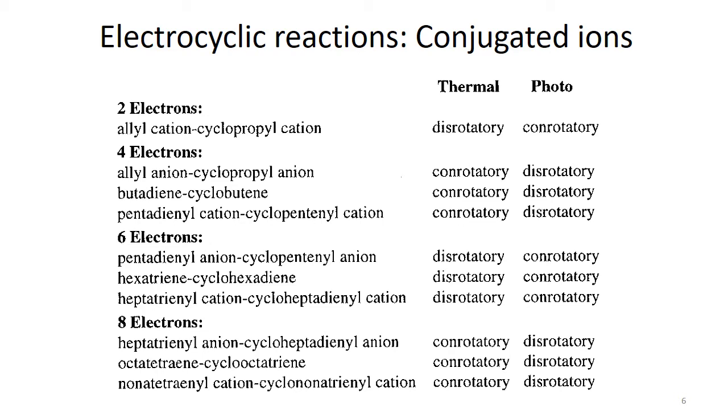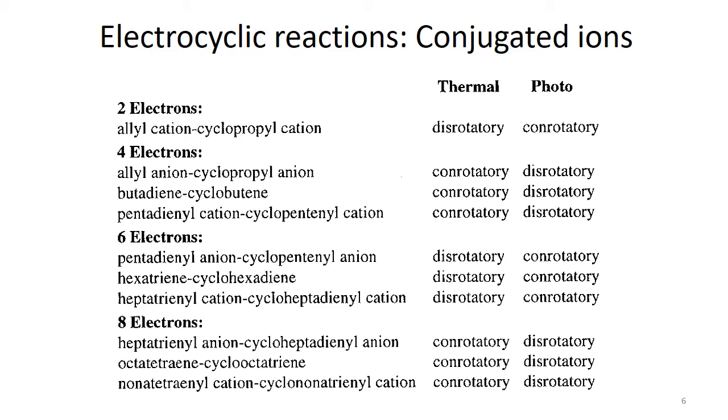And when we move to the 6 electron system, we have examples like pentadienyl anion, pentenyl anion, or hexatriene and cyclohexadiene pair, or heptatrienyl cation and cycloheptadienyl cation, this pair. So in these cases thermally disrotatory motion is allowed and photochemically conrotatory motion is allowed. If you compare the 2 electron system with the 6 electron system, their overall rules are the same.